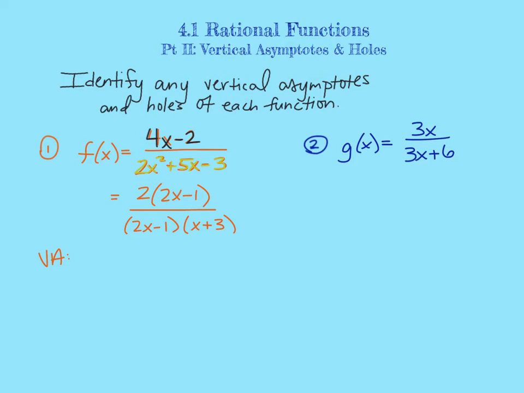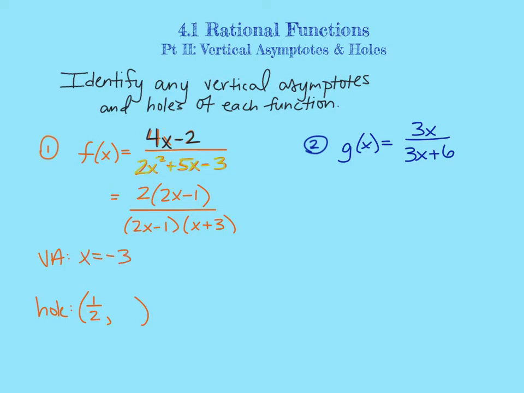Since it can cancel, that means we have a hole when x is 1/2. And so that would be the coordinate point 1/2, something. We'll get to that something in just a second. The other value that made our denominator 0 was negative 3, and that does not cancel top to bottom. Therefore, x equals negative 3 is a vertical asymptote in our graph.